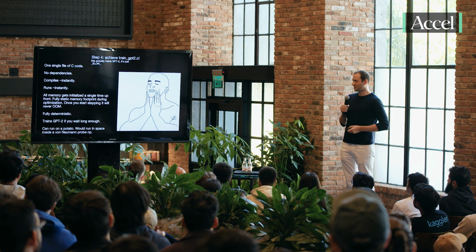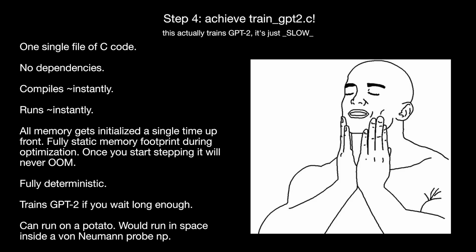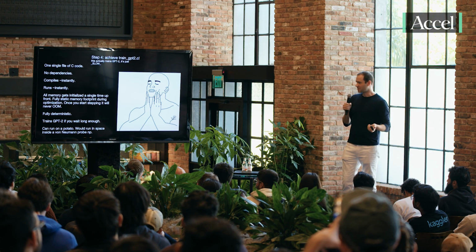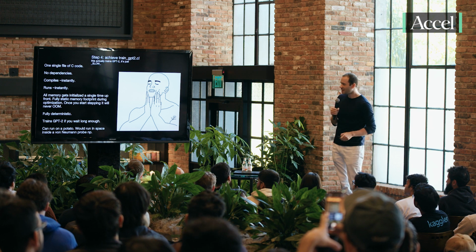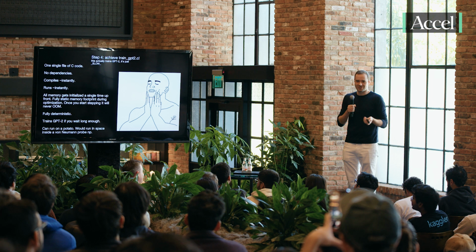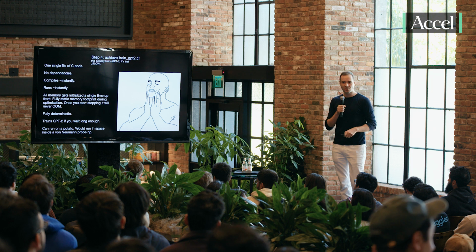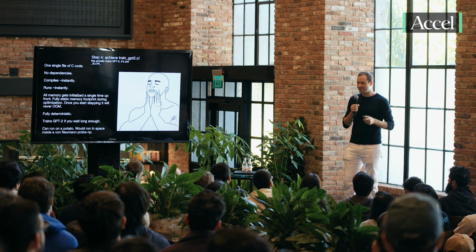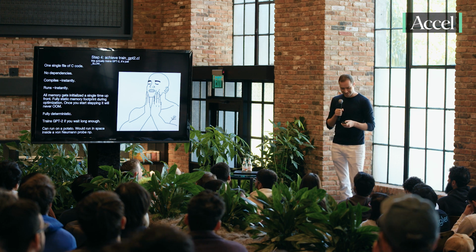And at this point, I'm actually feeling quite great, because this is amazing. We have a single file of C. There are no dependencies whatsoever. It compiles instantly. It runs instantly. All of the memory is allocated in a single blob. So there's no way you're going to run out of memory later. It's all pre-planned. It's fully deterministic. It, in principle, can train GPT-2. It's complete. It will train GPT-2, you just have to wait a long time. And it can run on a potato. It can run on anything. It's just a single file of C with no dependencies. And in principle, this would be a great candidate to run on a von Neumann probe, if we just harden it a little bit more, because you're not going to ship PyTorch code on a von Neumann probe, but I think llm.c is a great candidate for that.